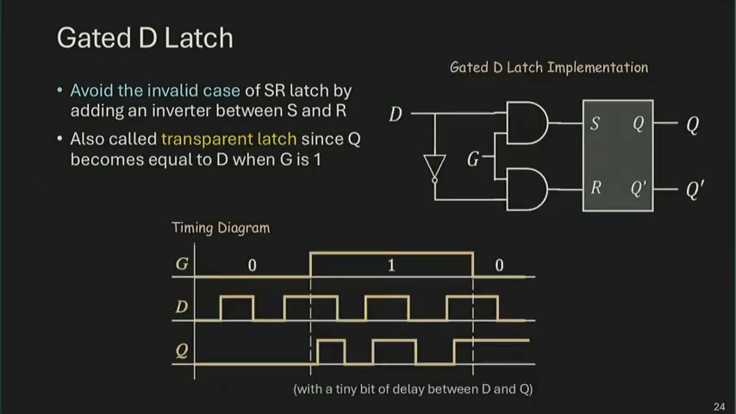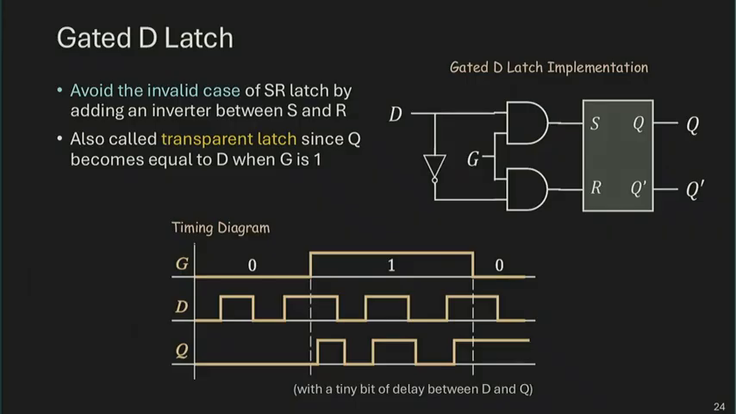And this design completely avoids that invalid case. There's no way that S and R can both be ones, because they're really controlled by the same G and the same D inputs, right? And the complement relationship is enforced by the inverter. And we can also represent the behavior in the timing diagram.